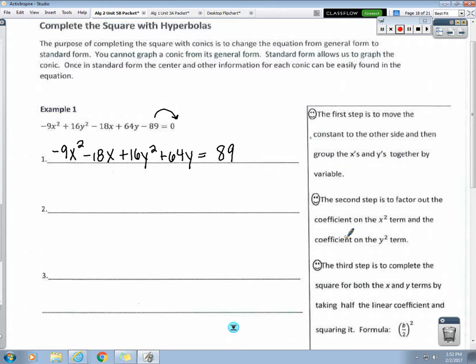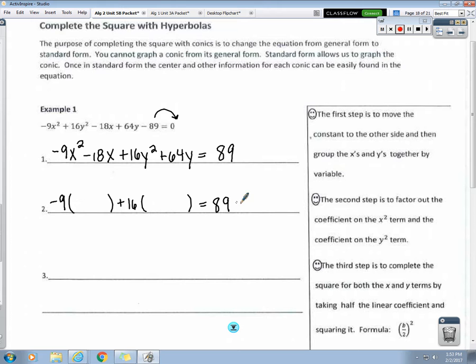Alright, the second step is factor out the coefficient on the x squared term and the coefficient on the y squared term. This is where the minor difference comes in. When we were doing ellipses, we never had negative numbers that we factored out, but now we do. We're going to factor out that negative 9, and we're going to factor out that positive 16.